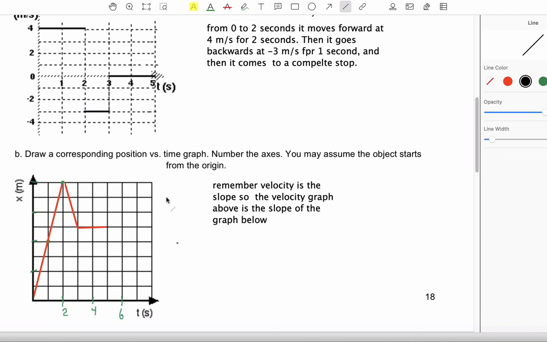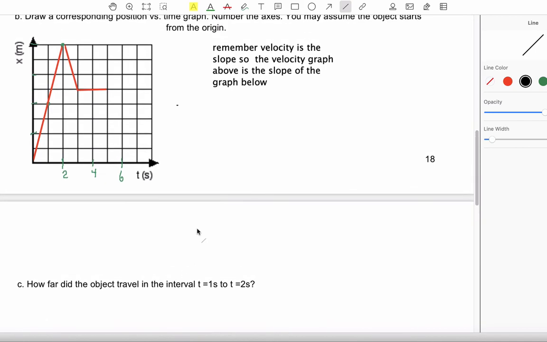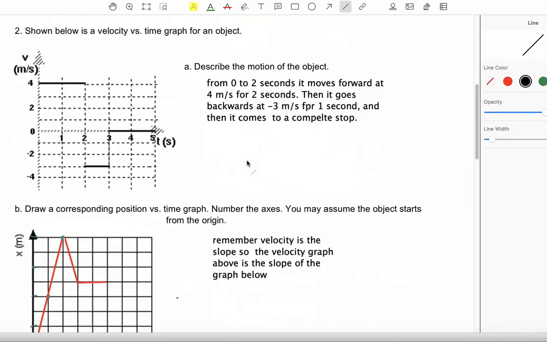So that's the idea, is that the slope of this graph is 4, the slope of this graph is -3, and then the slope of this last part is 0. So that's page 1 of the homework, and we'll take a look at page 2 in the next video.